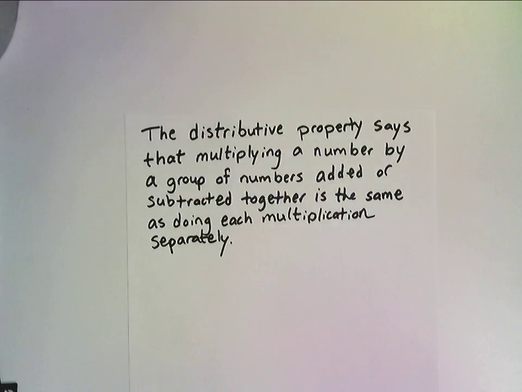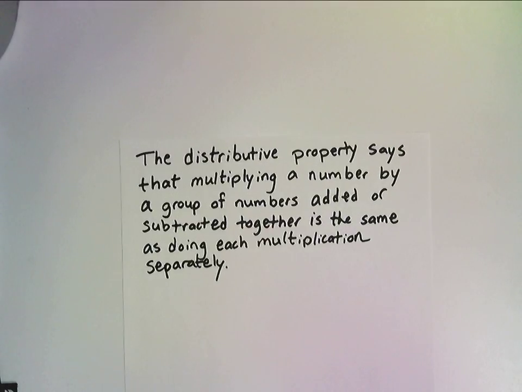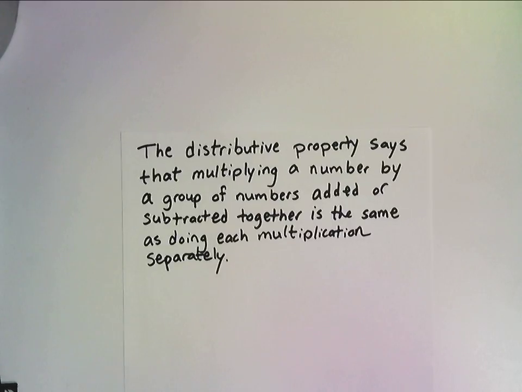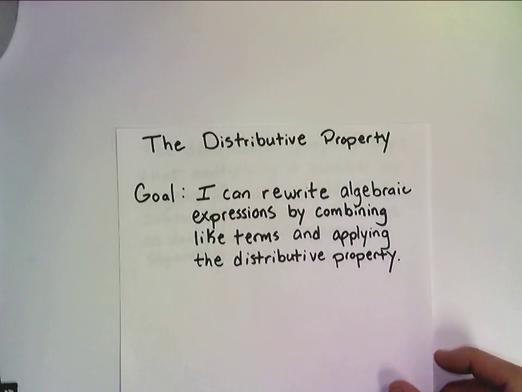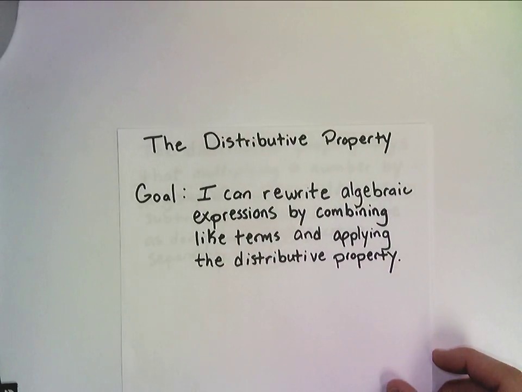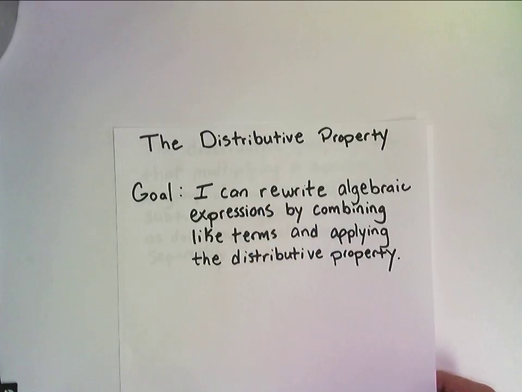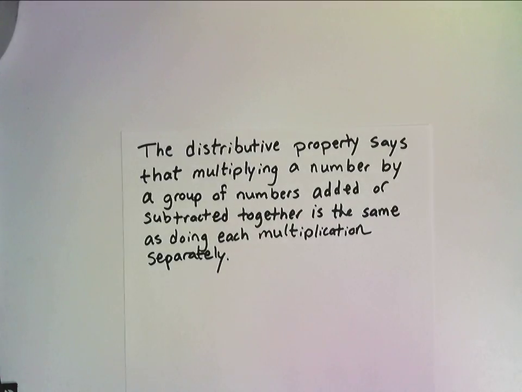First and foremost, let's get a quick definition of the distributive property. What the distributive property says is that multiplying a number by a group of numbers added or subtracted together is the same as doing each multiplication separately. And I'll show you what that means in a minute. Also, please remember that I do want you to write down everything that I give you in your notebook. So this first sheet you should get written in your notebook for your title, and the goal should be in there. And then also this quick definition of the distributive property. So I'll give you a minute to copy that down. Or if you'd like, you can pause the video here.